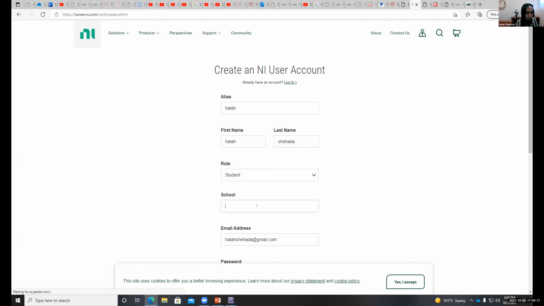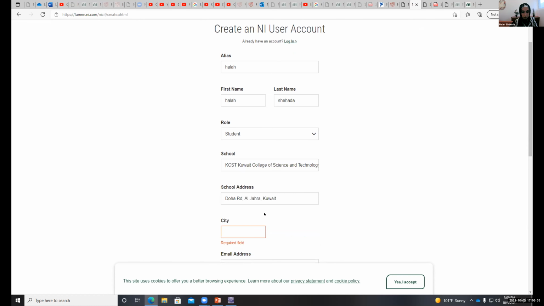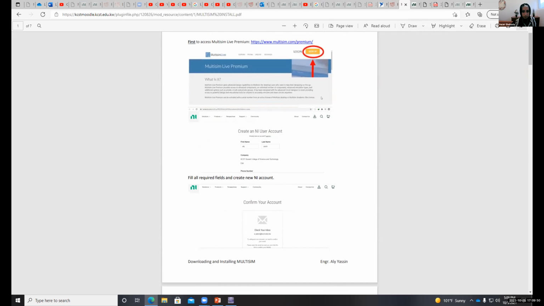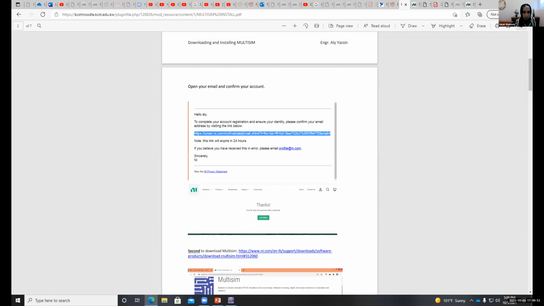Then school, choose KCST. Email address, write your KCST email address. So I will write my KCST email address. Then write your password, then create an account. Then you will receive an email. This email will ask you to confirm your account. So click on that link and confirm your account.